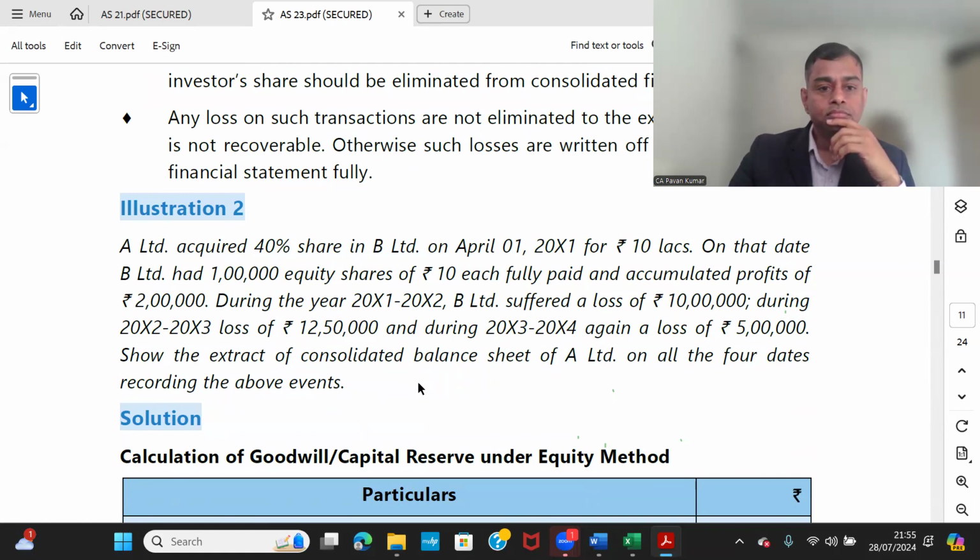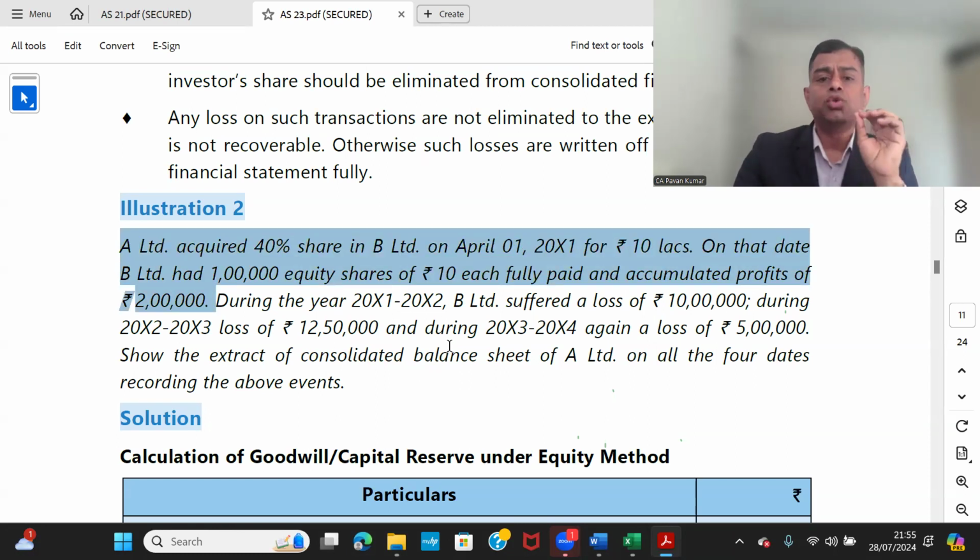A Limited acquired 40% share in B Limited on April 1, 20x1 for rupees 10 lakhs. On that date, B Limited had 1 lakh equity shares of rupees 10 each, fully paid, and accumulated profits of rupees 2 lakhs. This is the date of acquisition, okay? So how much do you own? 40%.